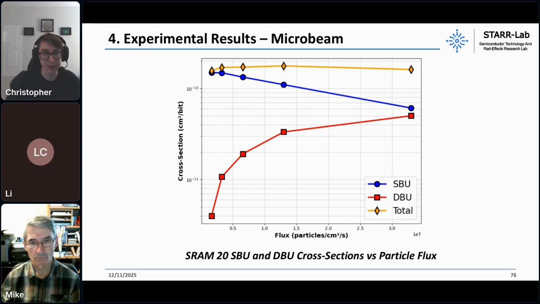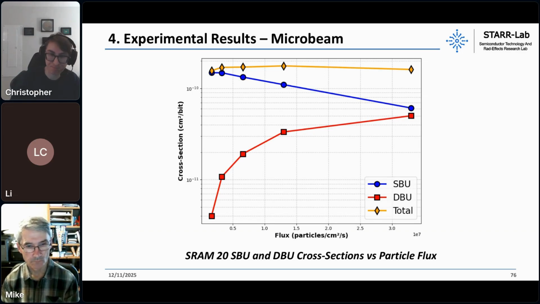As it's increasing, the number of single bit upsets is going down, and most of the errors are now becoming double bit upsets. So the particles must be hitting the device so fast that we can't scrub this region of memory in time, before those single bit upsets turn into uncorrectable double bit upsets.